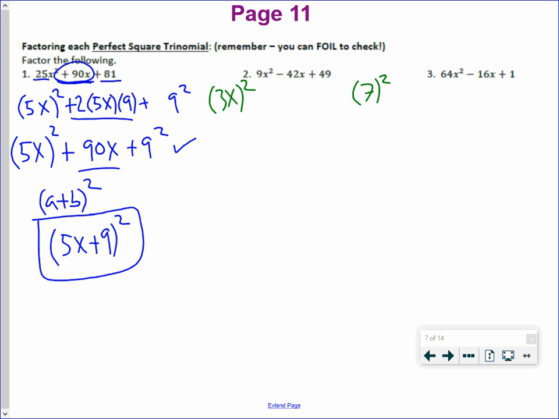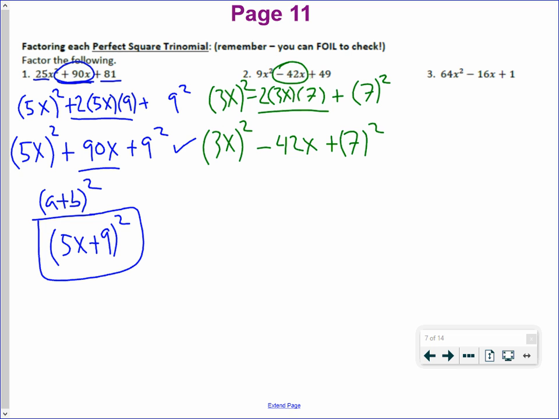That's good. So now all we need to do is make sure the middle equals negative 2ab. You need to make sure it equals negative 42x. So we have minus 2 times our a, which is 3x, and times our b, which is 7. This needs to equal negative 42x. So let's go ahead and solve it out. We have 3x squared, and we have negative 2 times 3x, which is negative 6x. Negative 6x times 7 is negative 42. So we have negative 42x plus 7 squared.